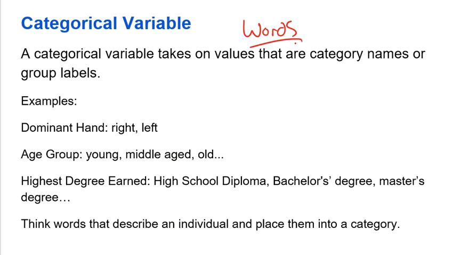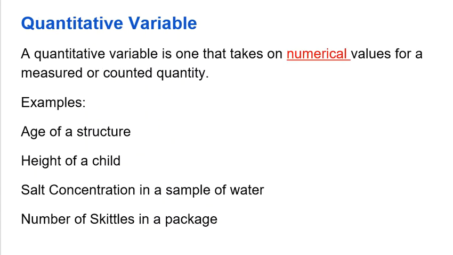Highest degree earned. What's the highest degree that you have earned? Have you earned a high school diploma, bachelor's degree, master's degree? So maybe I used capital D for degree, but again, the possible outcomes to that variable are words. It puts you into a category, categorical variable. So think words that describe an individual and place them into a category. Those are categorical variables. The second type of variable is a quantitative variable.